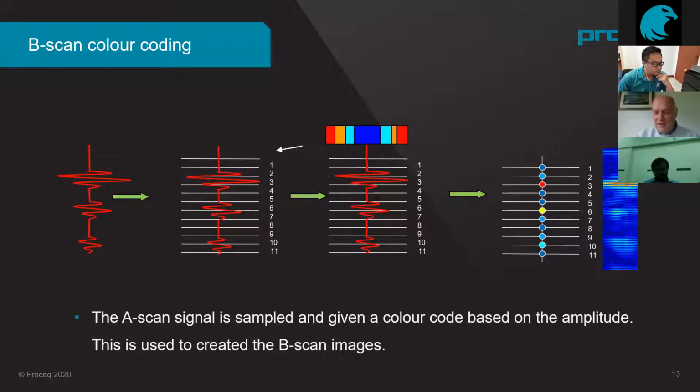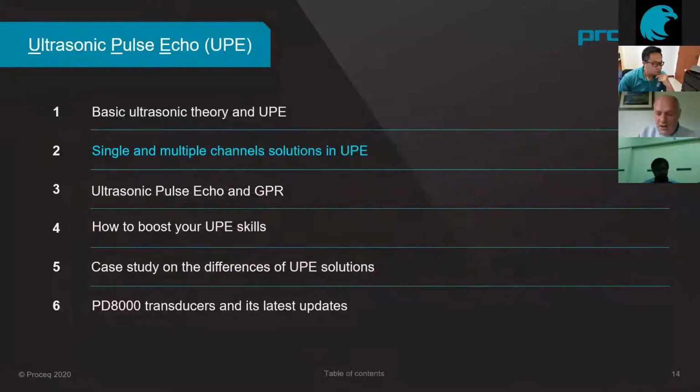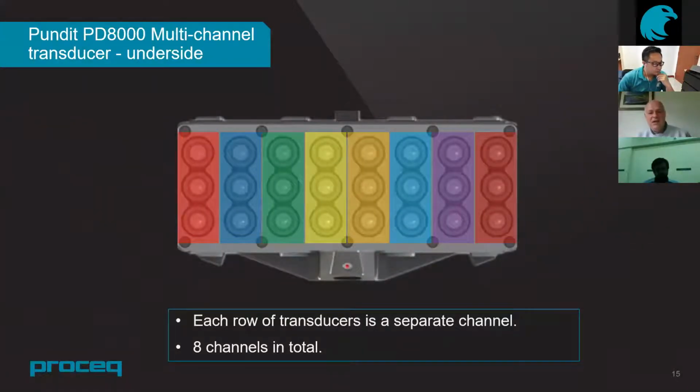Here you get a real visual indication which is much easier for anyone to interpret. You'll see in our portfolio we have single and multiple channel solutions. The Pundit PD8000, it's an 8-channel device. Each row is 3 transducers. Basically this is just to give us some signal level. We don't necessarily have to have all of the transducers contacting the surface, and we still get transmission, because concrete surfaces can be quite rough. So that's how the 8-channel device works.